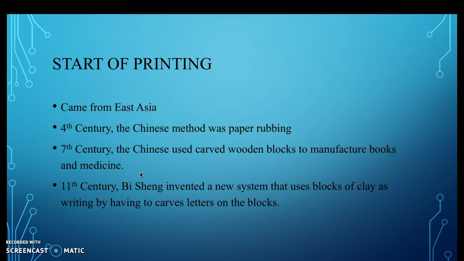7th century, the Chinese used carved wooden blocks to manufacture books and medicine. The 11th century, Bi Sheng invented a new system that used blocks of clay, with letters carved on the blocks.